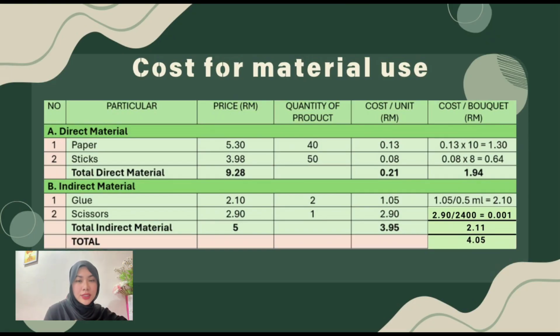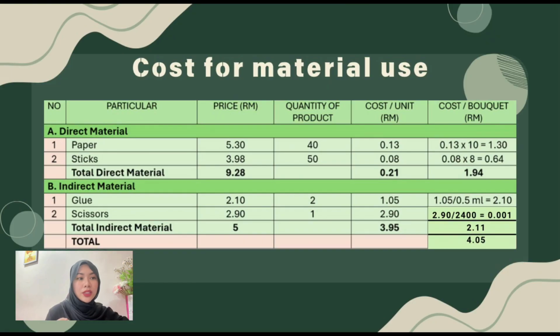For direct materials, it has two ingredients, which are paper and sticks. Paper costs RM5.30 for 40 pieces, which gives us 13 cents per piece. Sticks cost RM3.98 for 50 pieces, resulting in 8 cents each. To calculate the cost per bouquet, we use 10 pieces of paper, which is 13 cents multiplied by 10, so we get RM1.30. And we add 8 sticks, which is 8 cents multiplied by 8, so we get 64 cents. So the total direct material cost is RM1.94.